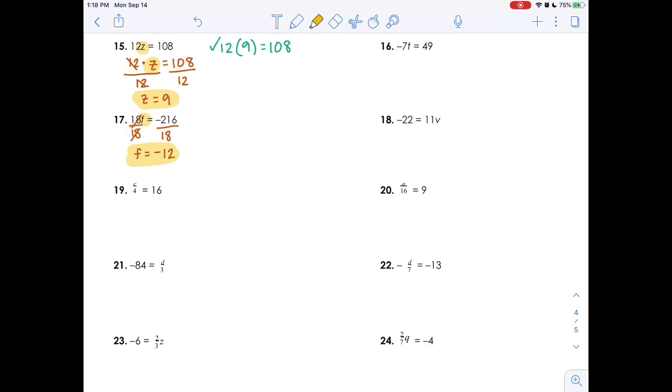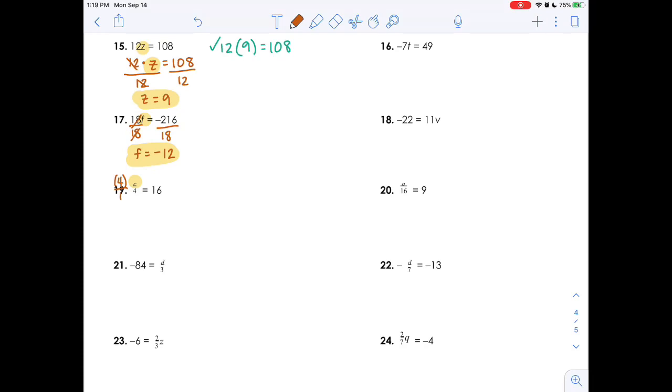Number 19, I have c divided by 4 equals 16, and my variable here is c. If I have c divided by 4, the opposite of divide by is multiply by. So if I have c divided by 4, what would happen if I multiply this side by 4? Well, this is kind of the same as 4 over 1. 4 over 1 is the same as 4, so if I'm multiplying fractions, I could think of it that way.